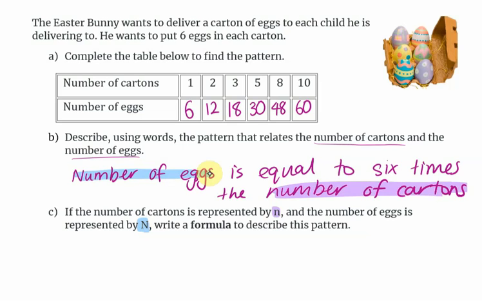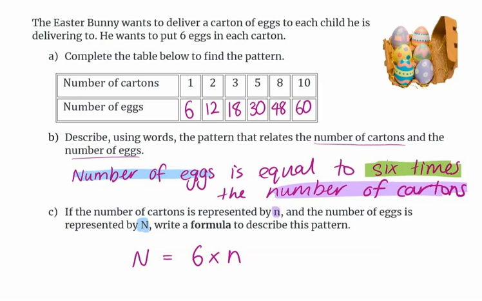We also know that the number of eggs is equal to 6 times the number of cartons. Let's see if we can write that information. The number of eggs, capital N, is equal to, equal sign, 6 times the number of cartons, which was lowercase n. The number of eggs N is equal to 6 times the number of cartons, lowercase n.